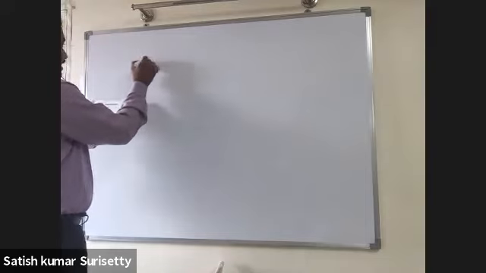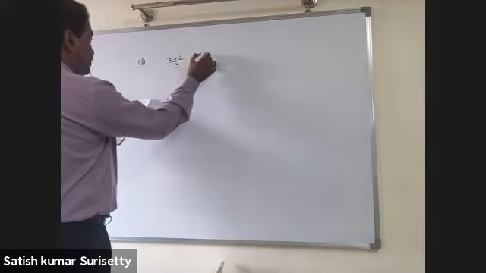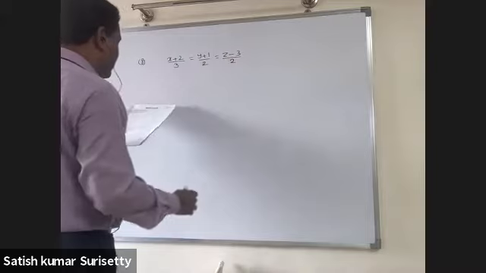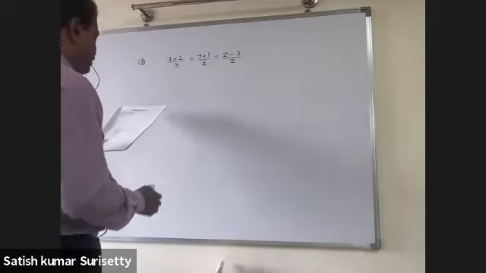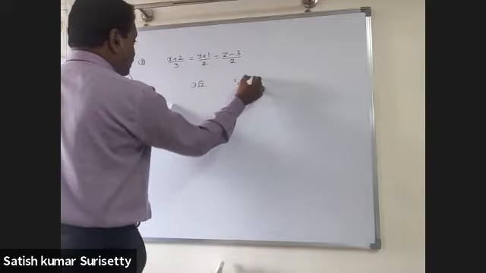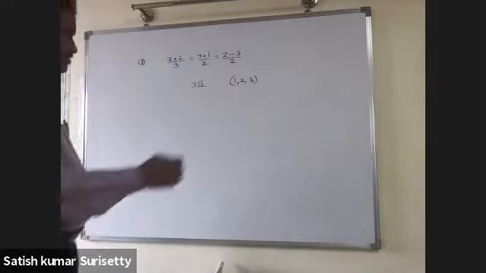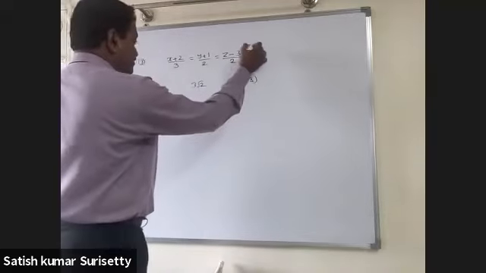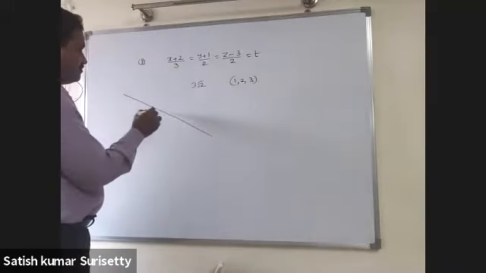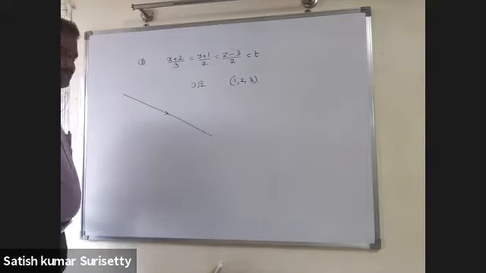Find the point on the line (x plus 2) upon 3, (y plus 1) upon 2, (z minus 3) upon 2 at a distance of 3 root 2 from the point (1, 2, 3). Now, tell me the method, anybody? What's the method?